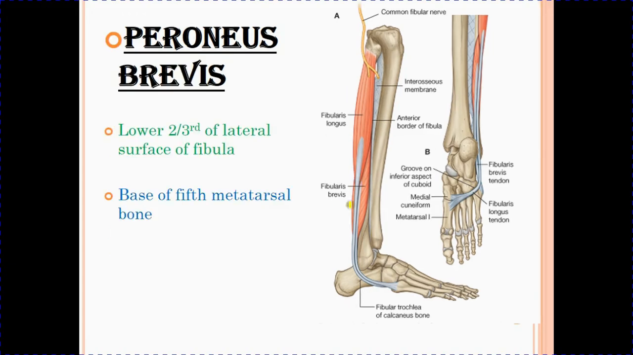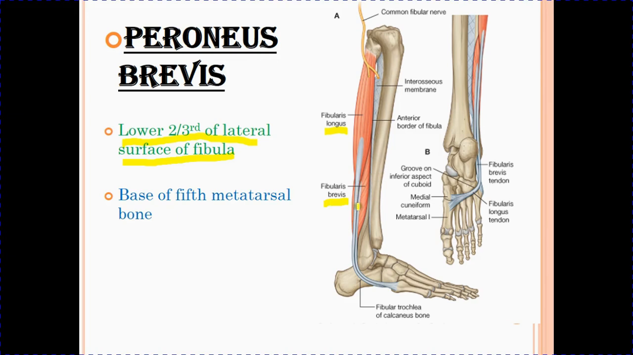The second muscle is the peroneus brevis, also called fibularis brevis. It arises from the lower two-thirds of the lateral surface of the fibula. From the upper two-thirds, which muscle arises? Fibularis longus, and the lower two-thirds is giving origin to the fibularis, or you can say peroneus, brevis.